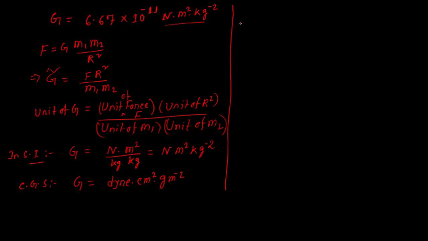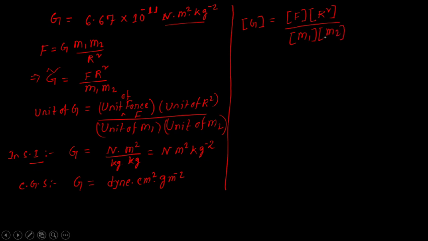Okay, so the dimension of G, we write dimension within the third bracket. So dimension of G is nothing but the dimension of the force times the dimension of the distance square between the two objects and the dimension of the mass m1 and the mass m2. Okay, so just put this dimension.